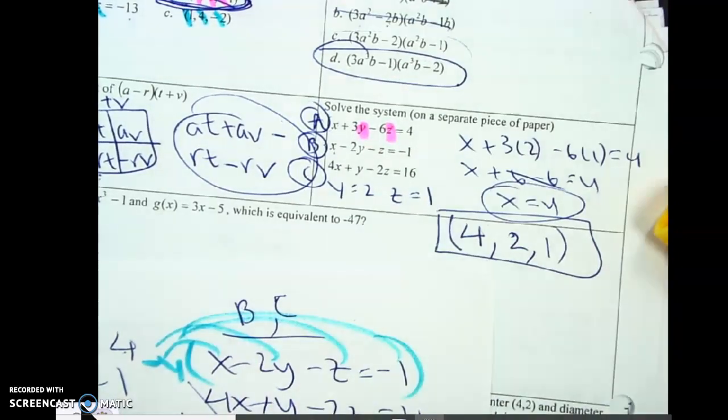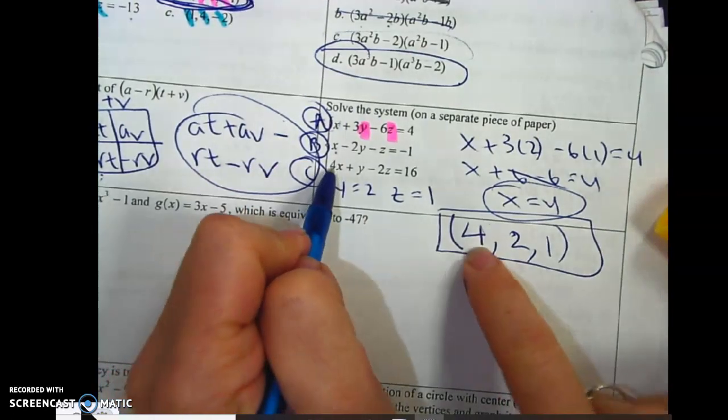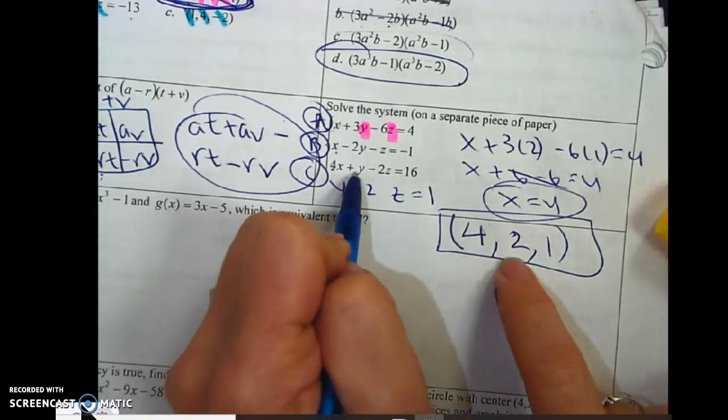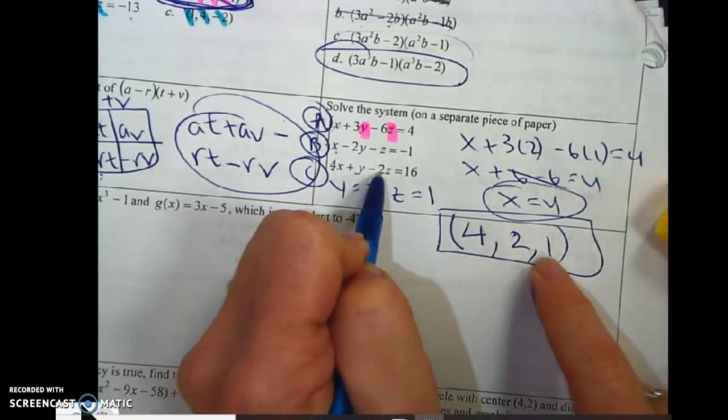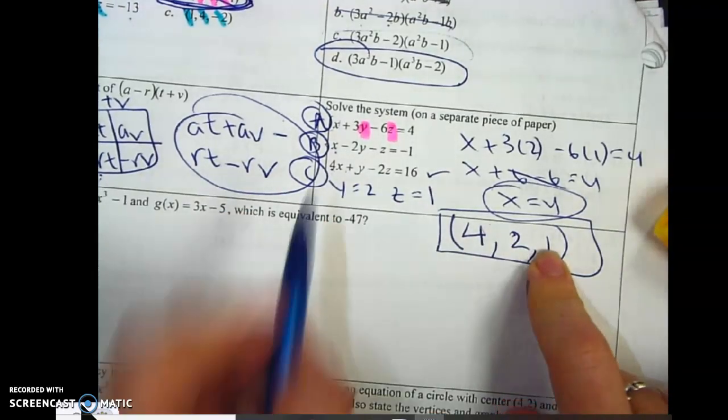Now I've got to tell you, I'm not feeling super confident, so I'm going to check to make sure I'm right. 4 times 4 is 16. 16 plus 2 is 18. 2 times 1 is 2. 18 minus 2 is 16. So it works for that one.